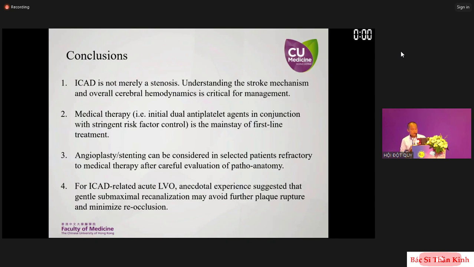So my conclusion, ladies and gentlemen: ICAD is not merely a stenosis. Understanding the stroke mechanism and overall cerebral hemodynamics is critical for management. Medical therapy, that is initial dual antiplatelets in conjunction with stringent risk factor control, is the mainstay of first-line treatment. Angioplasty or stenting can be considered only in selected patients refractory to medical therapy after careful evaluation of the pathoanatomy. For ICAD-related acute LVO, our experience suggests that gentle submaximal recanalization may avoid further plaque rupture and may minimize reocclusion.